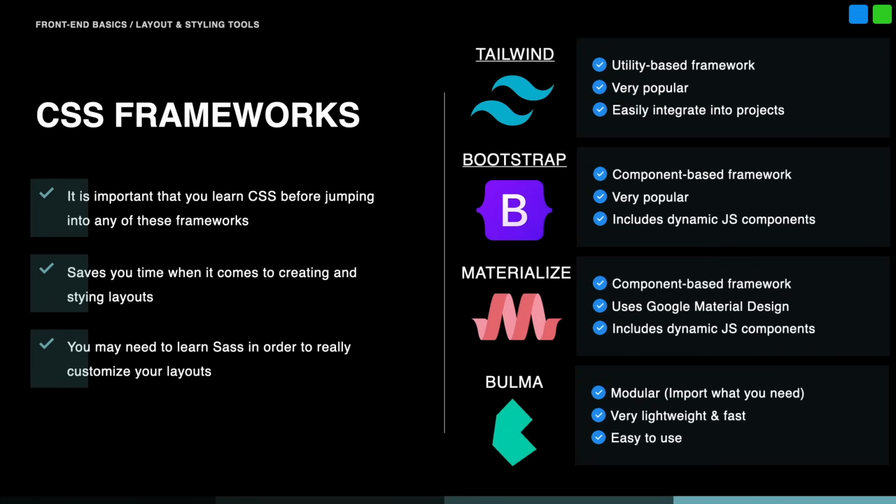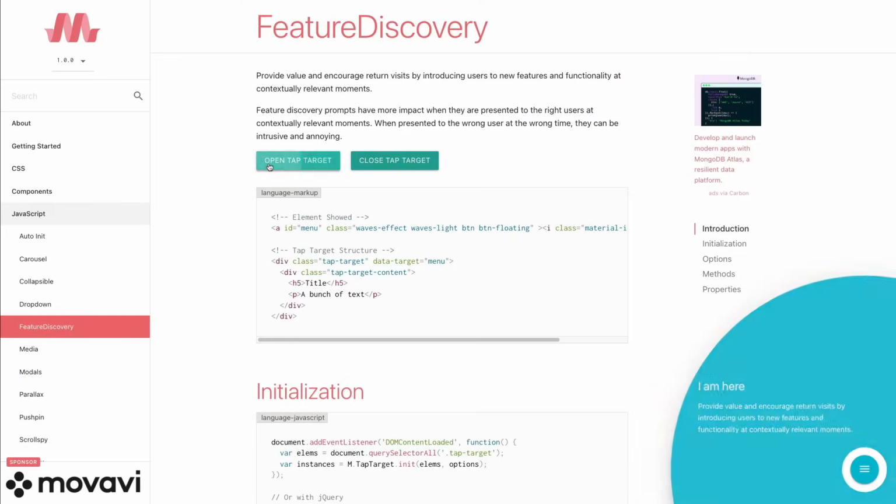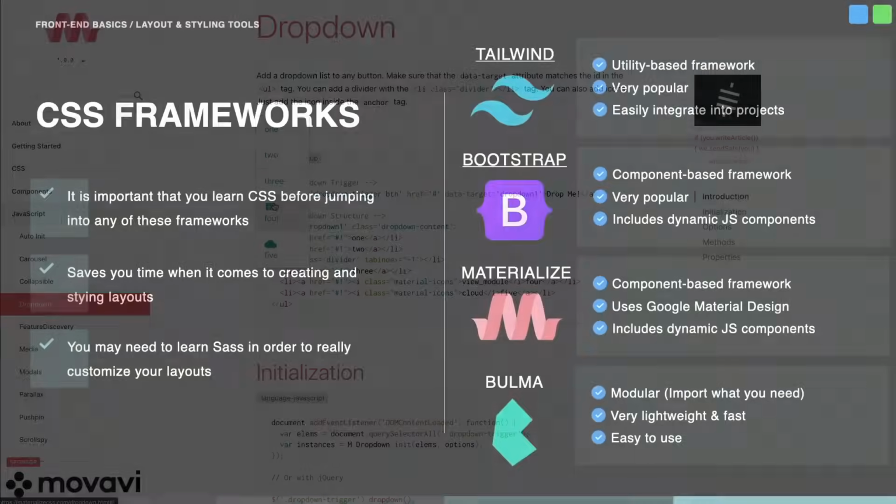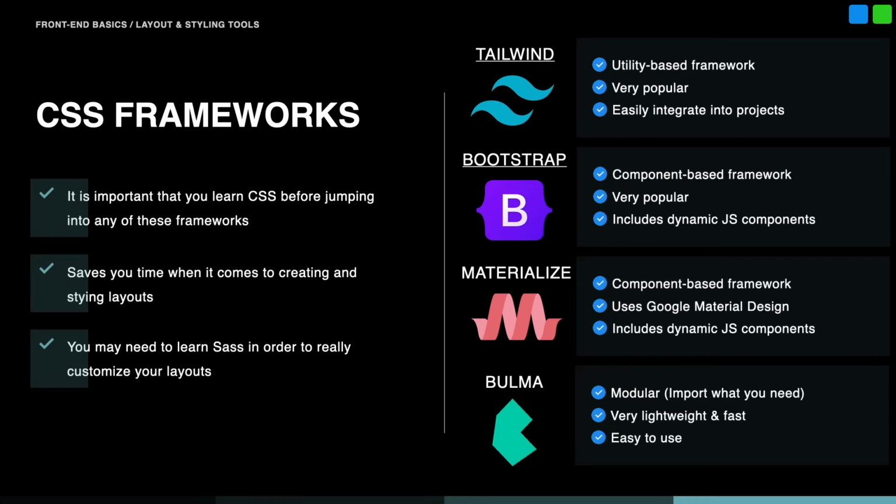Now, some other options are Materialize, which uses Google's Material Design style guide. I really love the look of Materialize. It does also have JavaScript components. It's just not as popular as the other two. Bulma is a super lightweight, fast, modular framework that has a pretty easy learning curve, so that's something else you might want to look into.